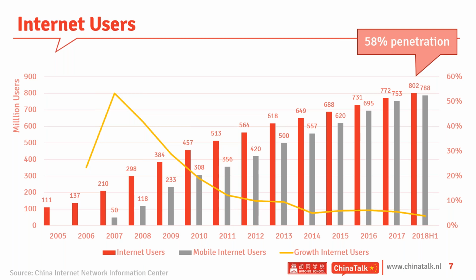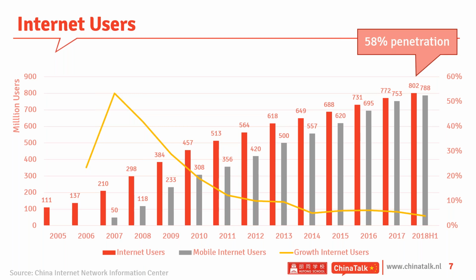What you also see, and that's the gray bar, is that the majority of the people access the internet through their smartphone, through their mobile phone. This is a very important and very specific characteristic for the Chinese e-commerce market. It is something that we will look into later, what the reason for this is. But it is a very important driver of the market.